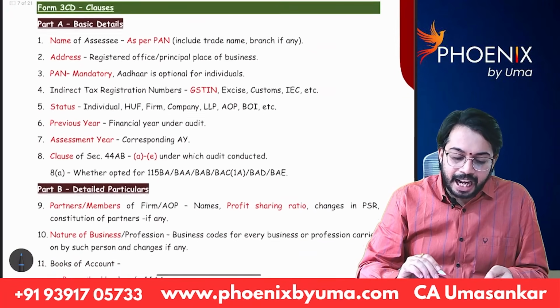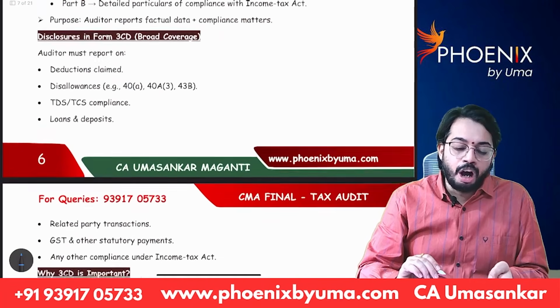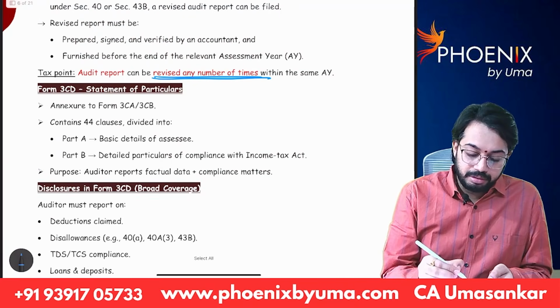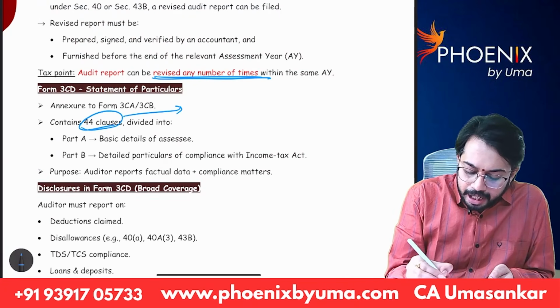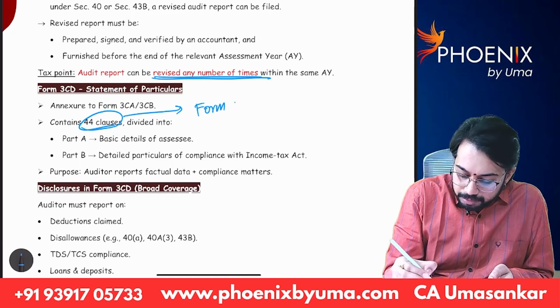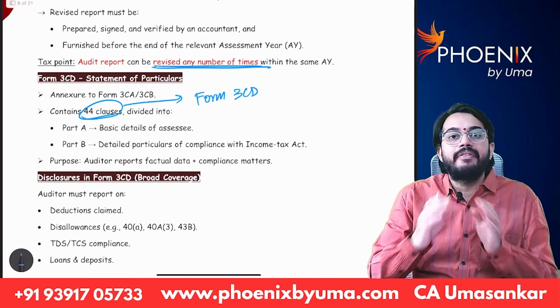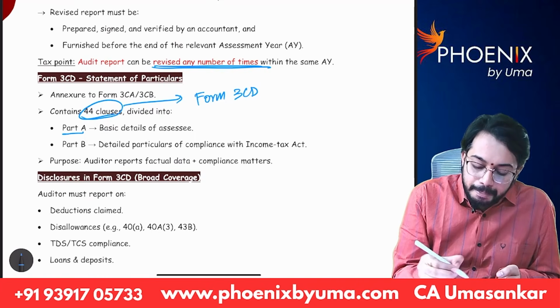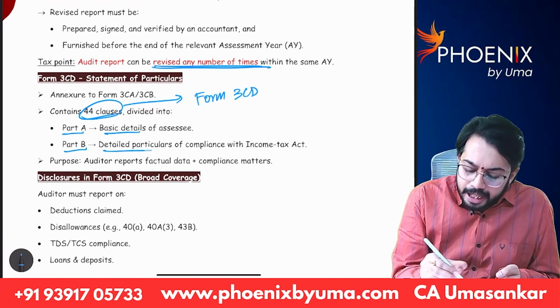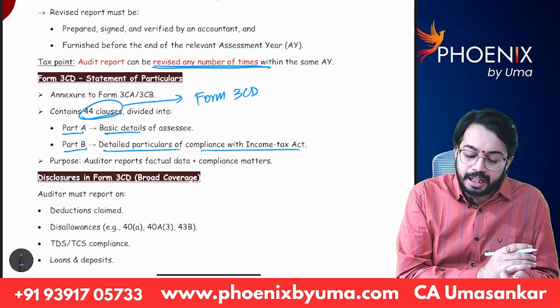Next, we will discuss annexures. I told how many clauses are there? 44 clauses are there in Form 3CD. They are divided into two parts. Part A, basic details. Part B, detailed particulars of compliance with Income Tax Act.